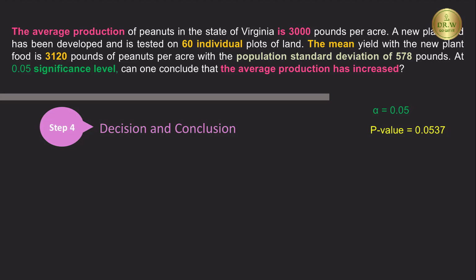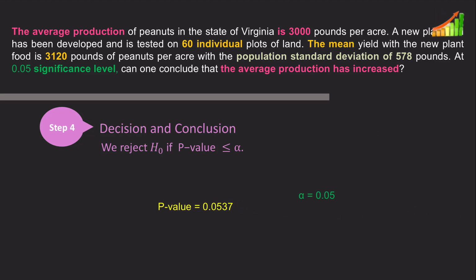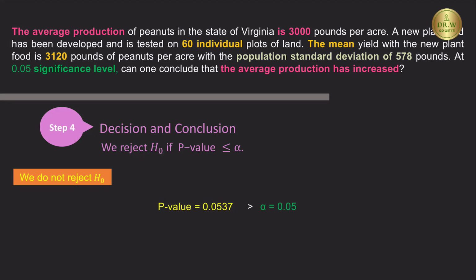Decision and conclusion. So how do we get the decision? We reject H naught if p-value less than or equal alpha. So we need to compare our p-value with the alpha, which is the significance level. Here, p-value is 0.0537, therefore greater than alpha. Then our decision is we do not reject H0 because p-value here is greater than alpha.